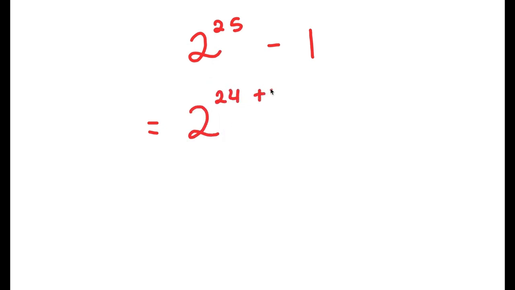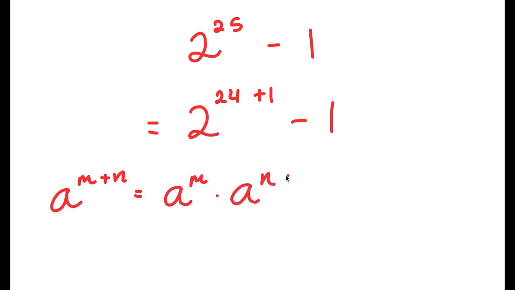Alright, so in this video, I'm going to solve the problem 2 to the power of 25 minus 1. So to first start, I'm going to rewrite 2 to the power of 25 as 2 to the power of 24 plus 1. And then we have our minus 1 at the end. The reason I'm rewriting 25 as 24 plus 1 is so now I can use the property a to the power of m plus n is equal to a to the power of m times a to the power of n.